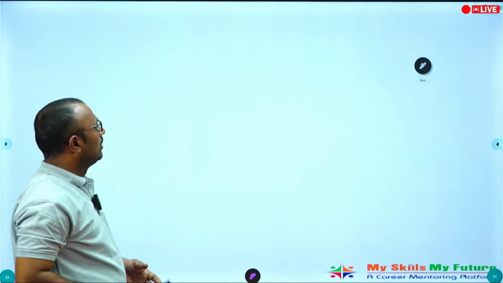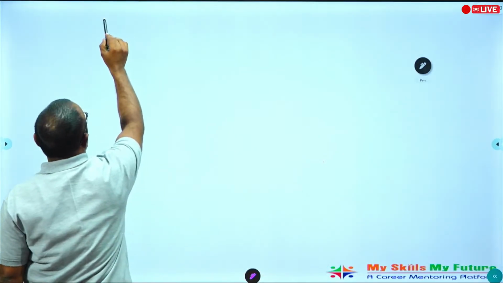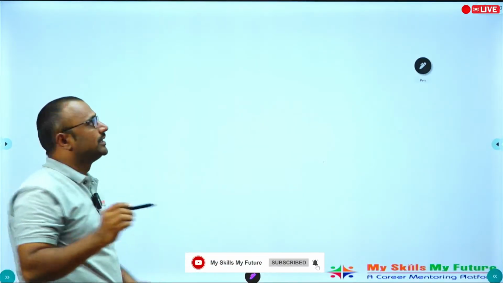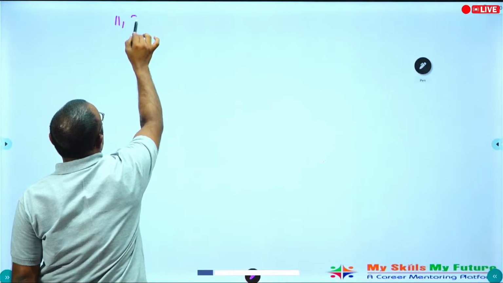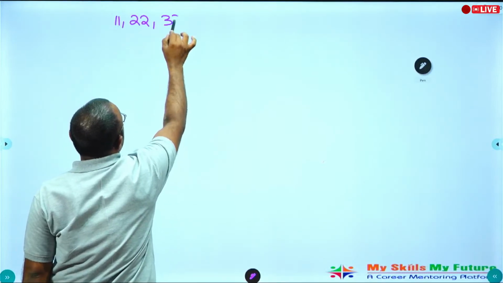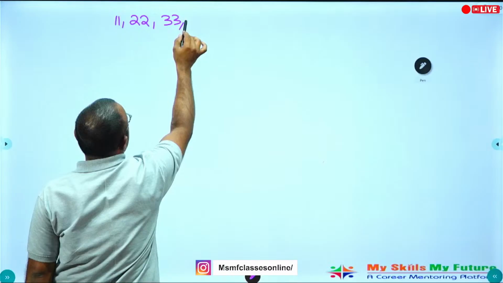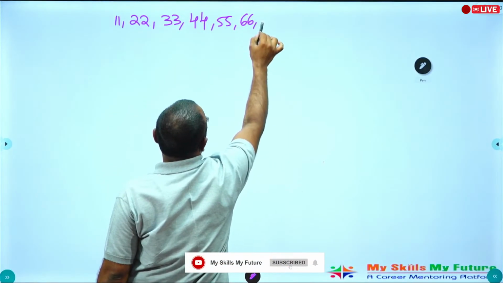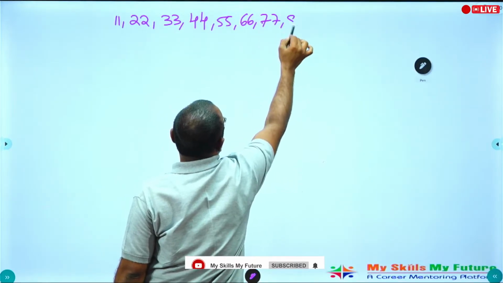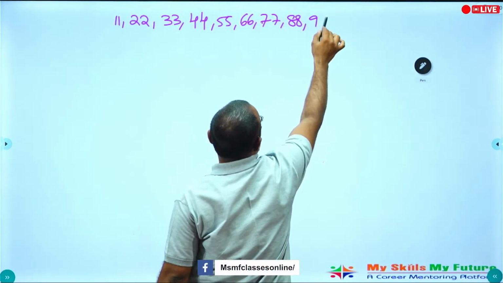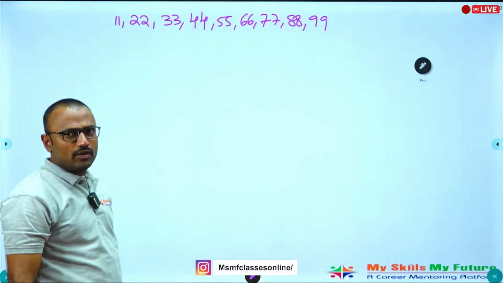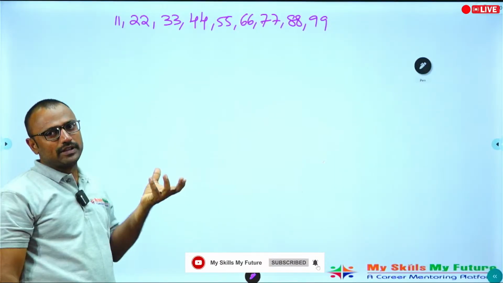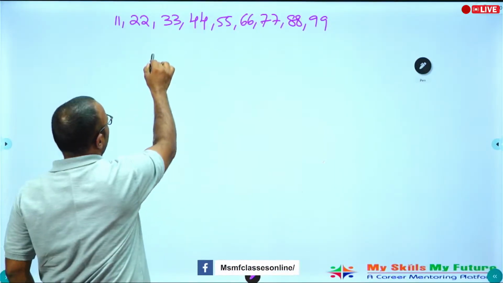Next, how to find the cube of a 2-digit number that has two same digits, that is 11, 22, 33, 44, 55, 66, 77, 88, 99. The background work is the same, but I will show a simple technique. So what is the cube of 11?